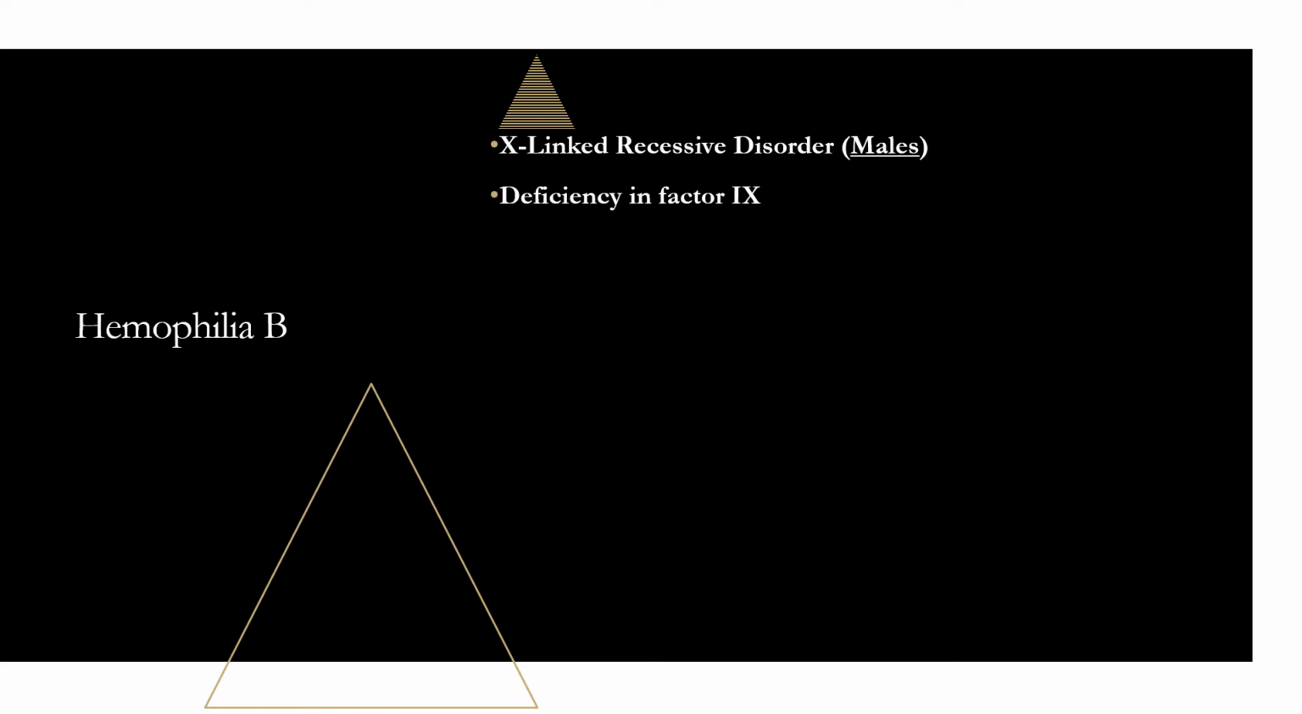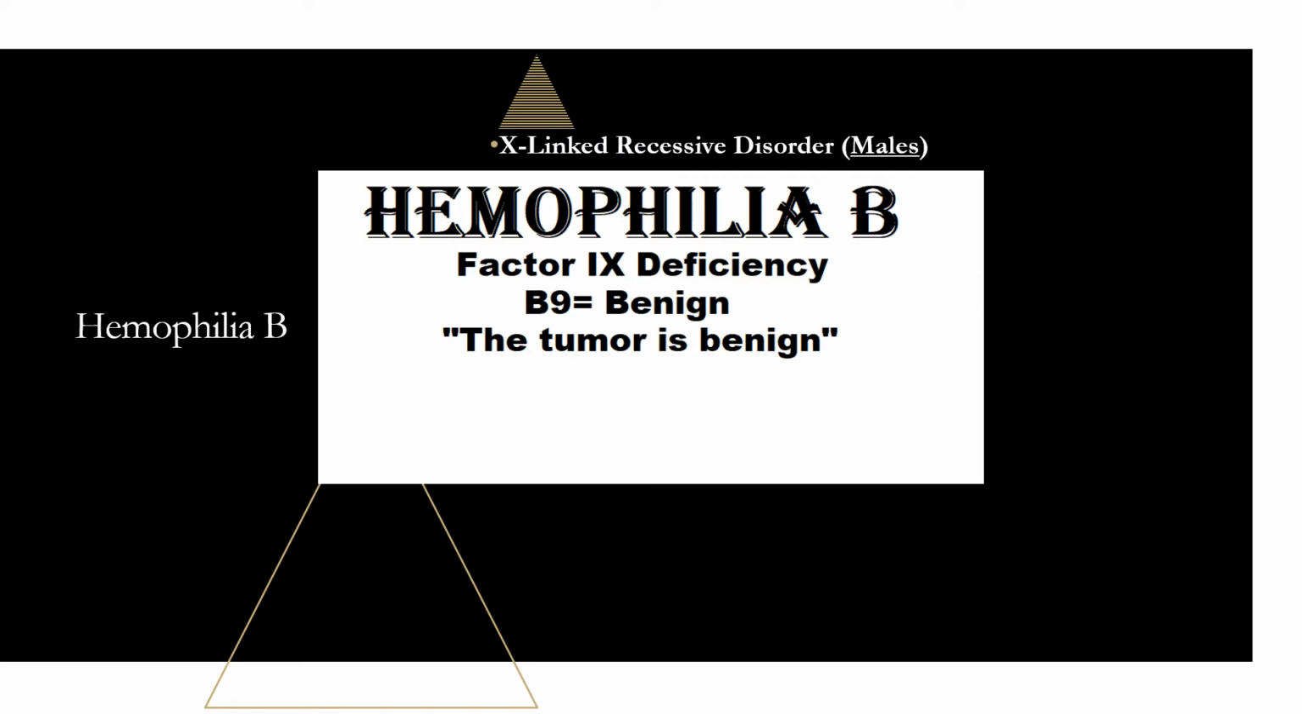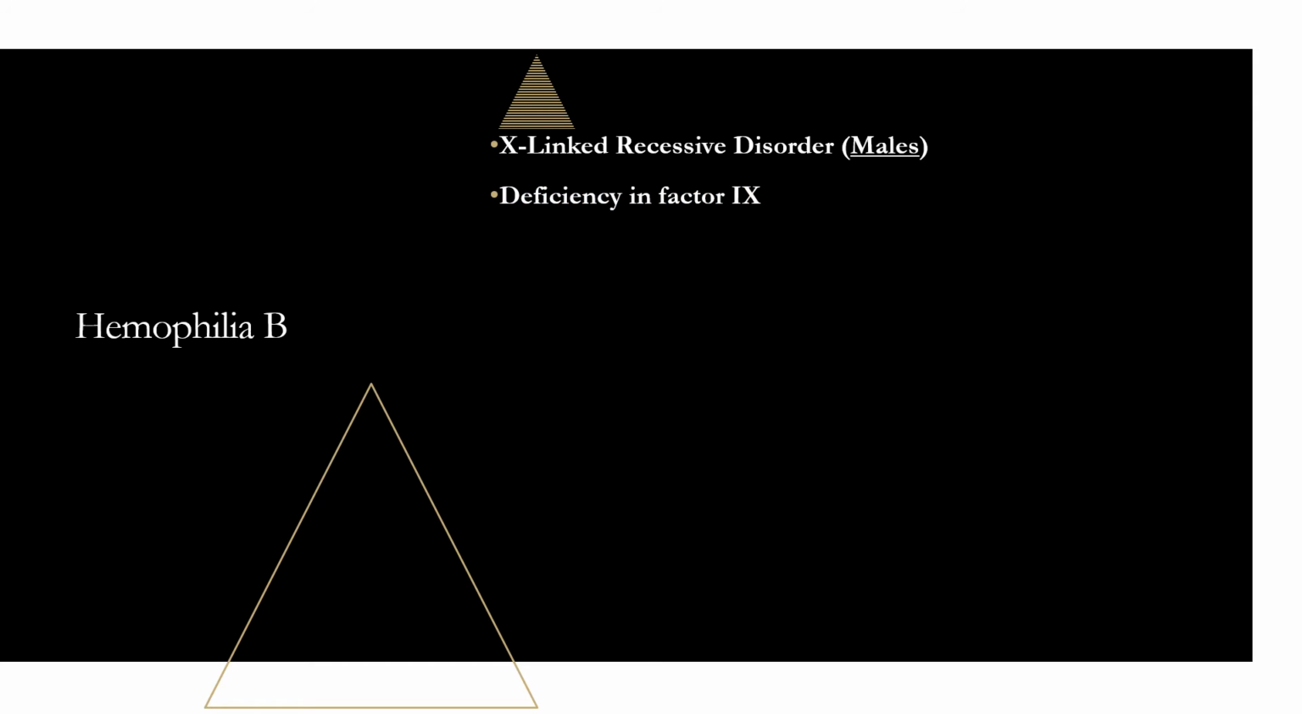This is a deficiency in factor 9, not factor 8. The way that I used to remember that: hemophilia B, factor 9 deficiency, B9, benign, like the tumor is benign. I just used to remember benign, and that helped me remember hemophilia B. So maybe that works for you, maybe it doesn't, but B9, the tumor is benign, hemophilia B.